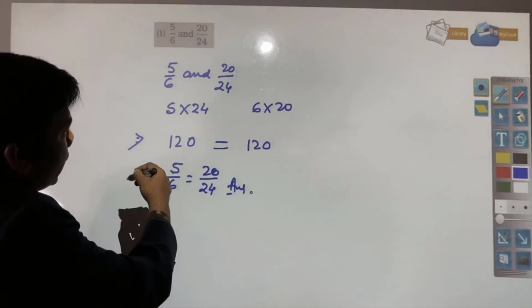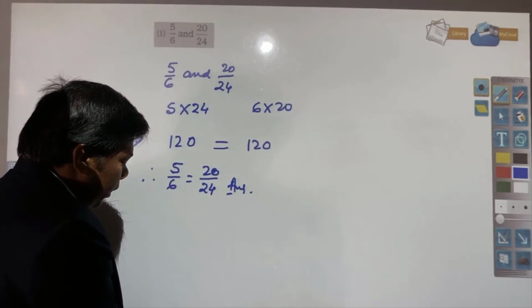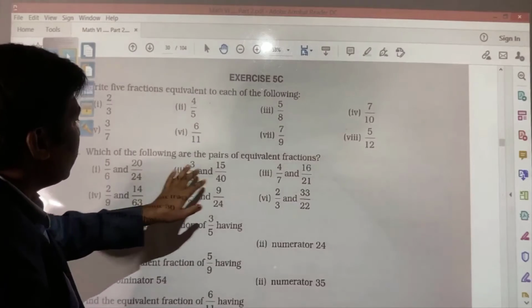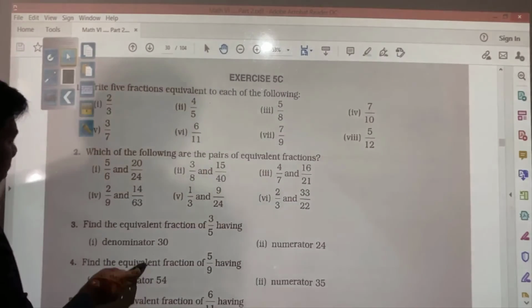So in this way, this is required to be checked. So all of these you check, and you write down whether they are equal or not.